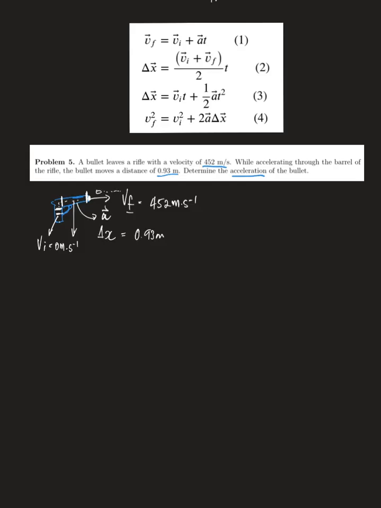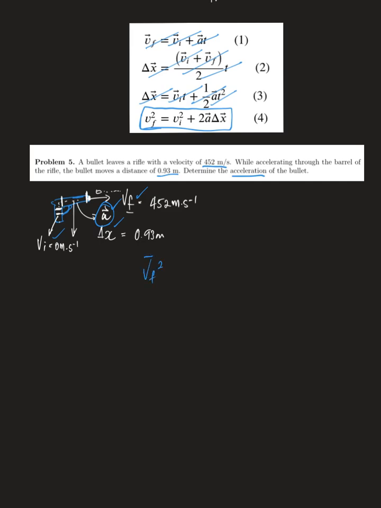So now I've got to look at a formula that has V final, V initial, delta x, and acceleration. So I can't use this one because it has time. Anyone with time has got to go. Then I've got 2. This one's also got to go. There we go. So I'm left with the 4th one. Right, so I've got here my formula. So there's my known information and my unknown there.